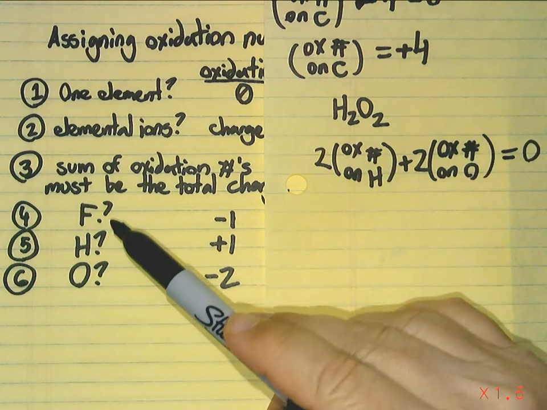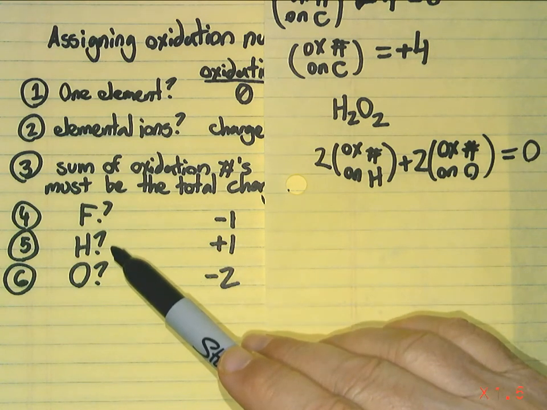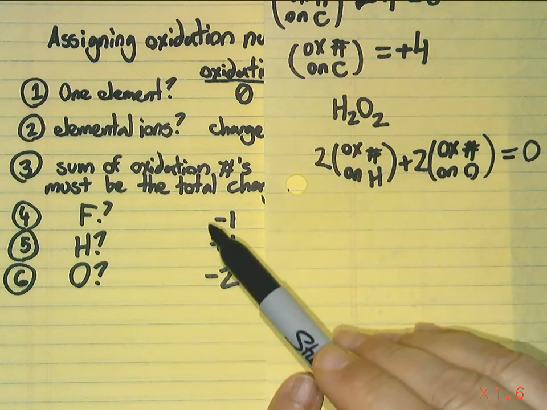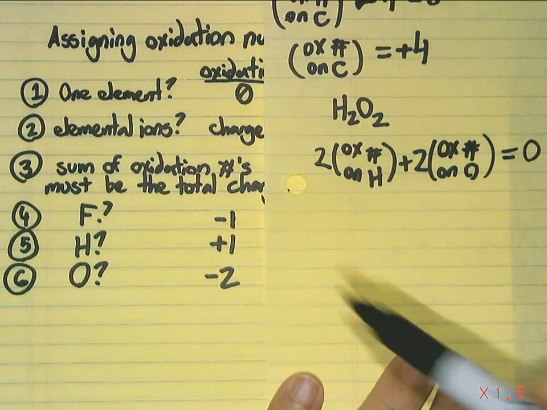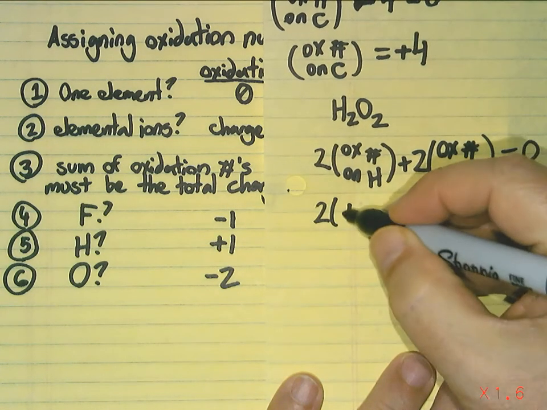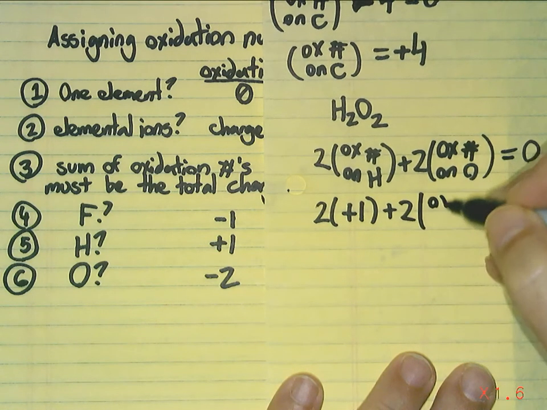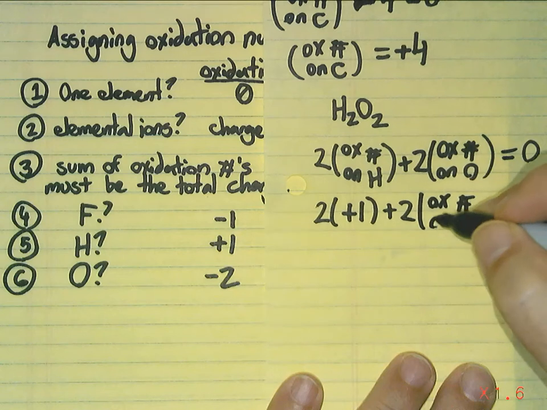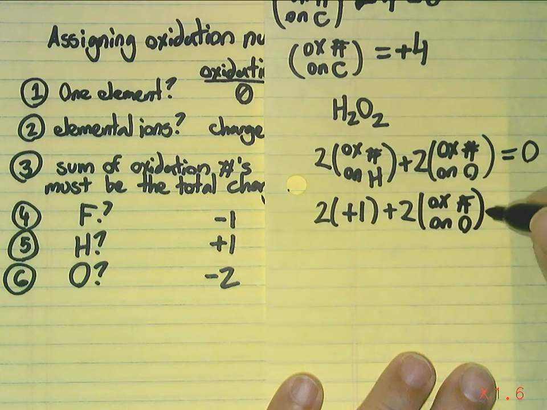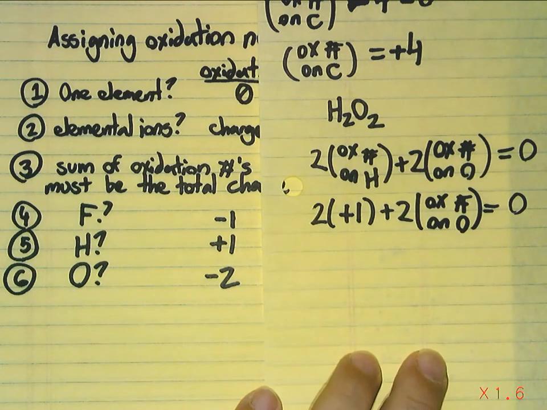The next rule says, do you have any fluorines? Nope. The next rule is, do you have any hydrogens? Yes. And I can put a +1 on them if I hit rule 5. So I can put a +1 here. So my equation has become 2 times +1 plus 2 times the oxidation number on the oxygen equals 0. I know the oxidation number on the hydrogen is +1. Let's solve this equation for the oxidation number on the oxygen.